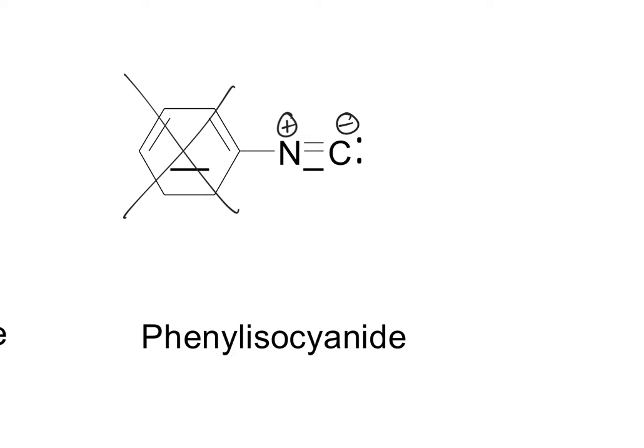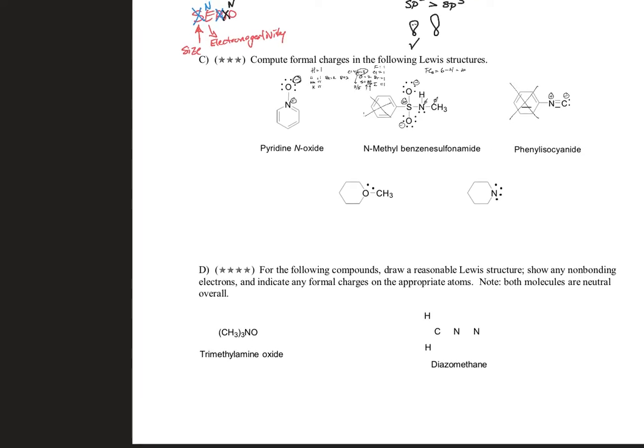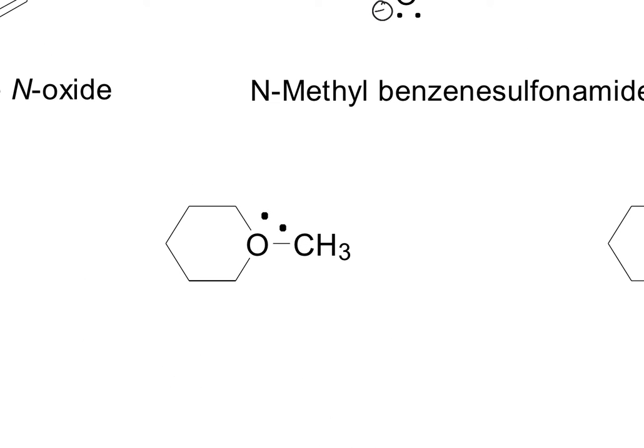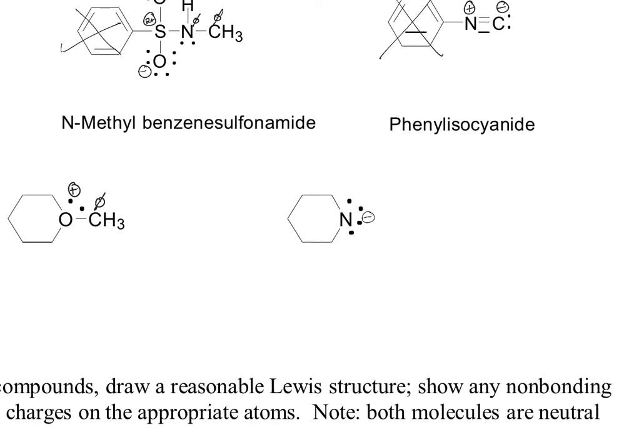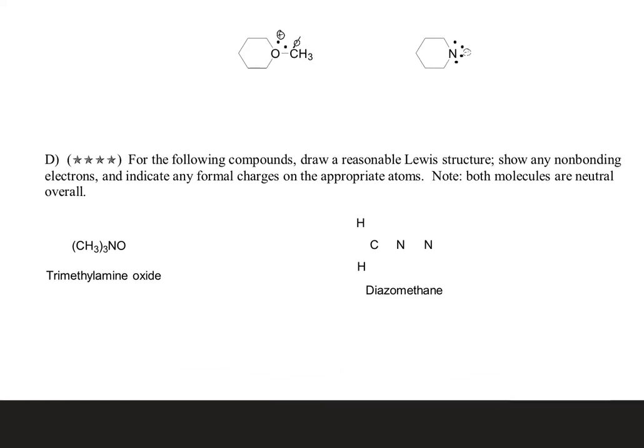And I promise those work out. Let's see. Here we have, I guess it would be O-methyl tetrahydropyran. We look at carbon, it has 3 bonds, it normally wants 2. 3 minus 2 is positive 1. The carbon has 3 hydrogens and the oxygen bonded to it, so that's 0. The rest we can ignore. And then finally, the nitrogen has 2 bonds, 2 lone pairs. That's 1 fewer bond than it wants, so it's going to be negative right there.